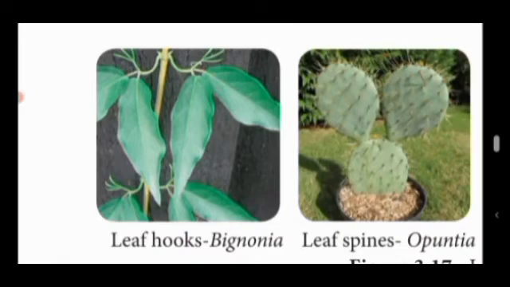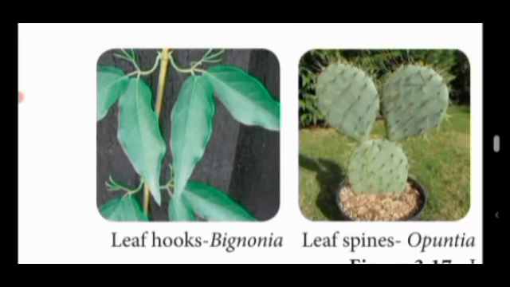Leaf tips are modified into tendrils in Gloriosa. Apical leaflet: the apical leaflets are modified into tendrils in Pisum. Petiole: sometimes the stalk of the leaf, that is the petiole, is modified into a hook or tendril-like structure. Example, Clematis. The next is the leaf hooks.